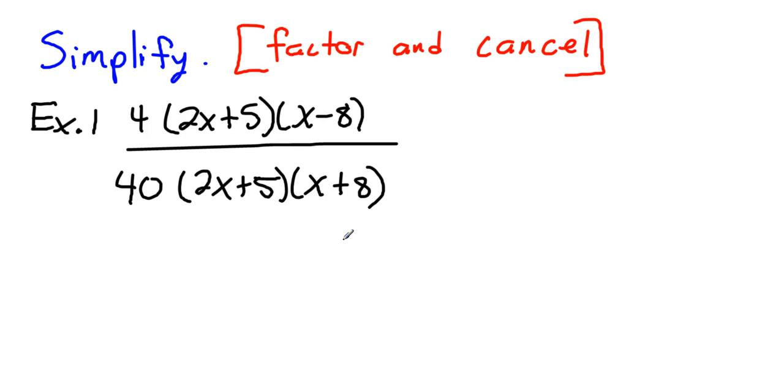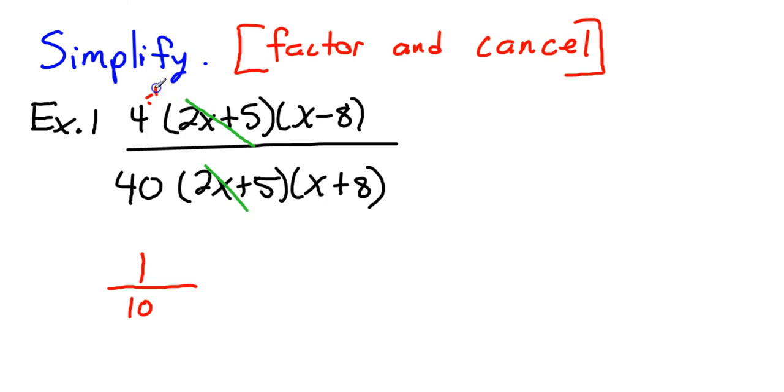Okay, it's still kind of like the earlier part. It's still a fraction, it's just a little bit bigger fraction now. But you can still look at it in two parts. You can work with just the number part. If you have 4 and 40, divide them both by 4, make that 1 over 10. And everything else, you're just going to cross out what you have in common. You've got a 2x plus 5 and a 2x plus 5, so that's gone.